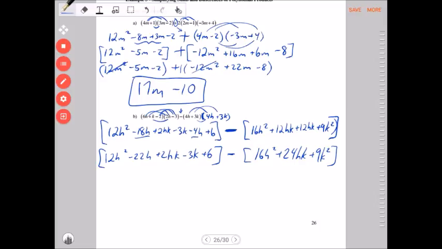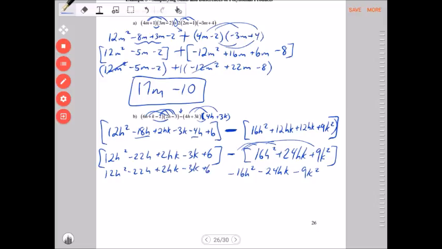Now, this is why we kept the second term in brackets. That negative is really going to distribute to all those chunks, which is going to make them all negative. So really, this is minus 16h squared minus 24hk and minus 9k squared. Okay, we're going to subtract all of those things. So anyways, we got 12h squared minus 22h plus 2hk minus 3k plus 6.